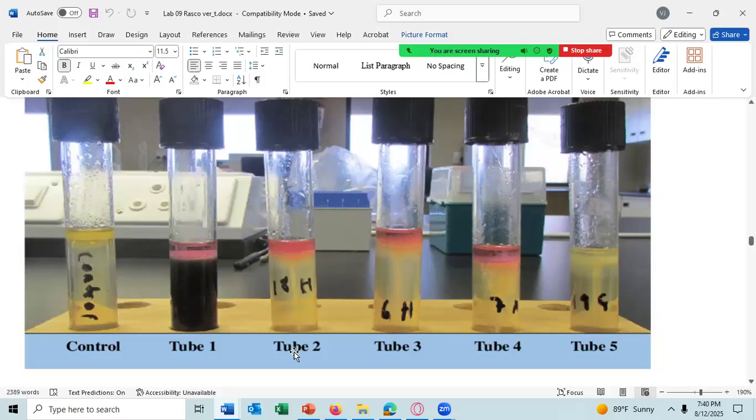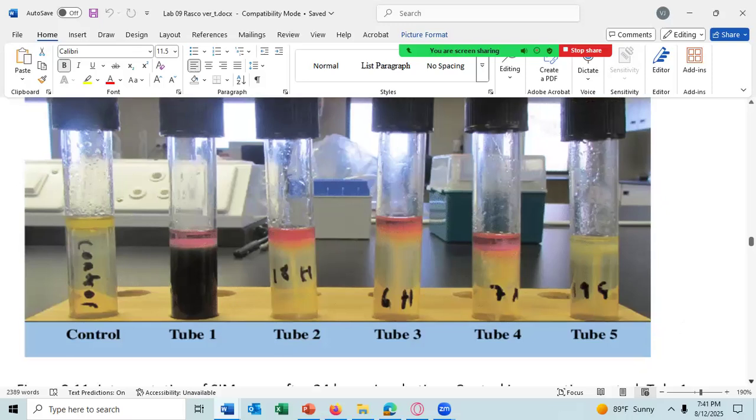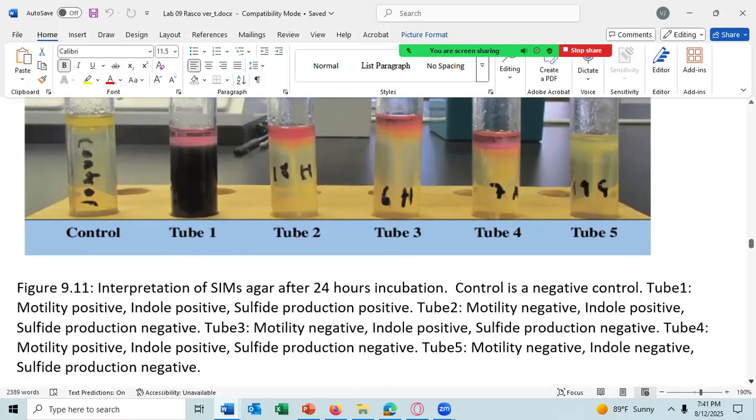The bacteria on tubes 2 and 3 is not motile. Tube 1 is, or 0 is also not motile. Tube 5 is not motile. Tube 1 is motile because the bacteria have gone everywhere, and that's why we're seeing black everywhere. Any question about the hydrogen sulfide production test in the SIM tube? All right, that's the first test we run with the SIM tube.